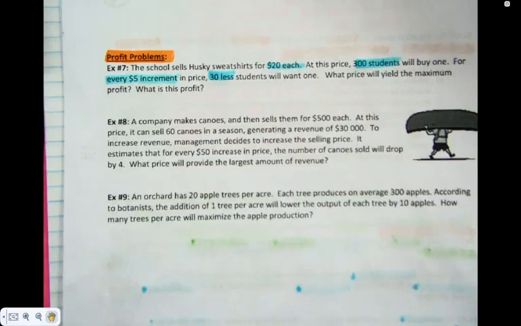If you own a small business, you need to know what's going to happen if I change my price. If I lower it, more people are going to buy, but then I'm making less money. If I raise the price, fewer people are buying it, but I'm making more money. There has to be a particular point that's going to give you the most amount of money. That's what these questions are always going to be about. They're always going to work exactly like this first one.